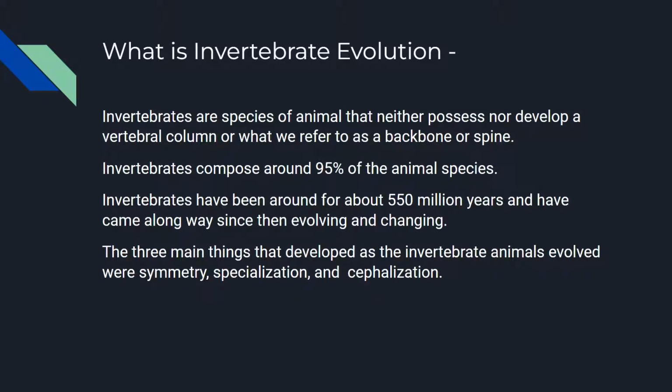So first of all, we're starting off with what is invertebrate evolution. Invertebrates are species of animal that neither possess nor develop a vertebral column, or what we refer to as a backbone or spine. Invertebrates compose around 95% of the animal species and have been around for about 550 million years and have come a long way since then, both evolving and changing. The three main things that developed during their evolution were symmetry, specialization, and cephalization.